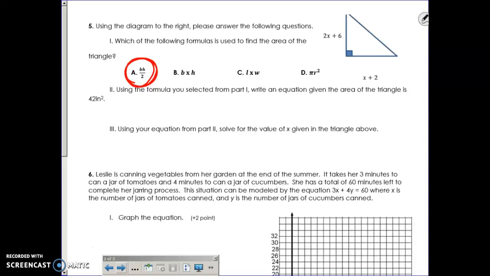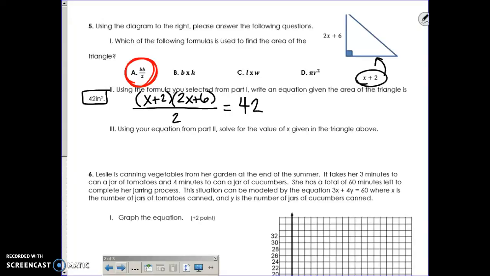Part 2 is just asking you to fill in the blanks. So base is going to be X plus 2. I know with this one it looks kind of funky because it didn't format super well. But that's supposed to be the base, so X plus 2. The height is 2X plus 6, still divided by 2, and it's got to equal area. Well, the area, it tells me if I actually read my directions, is right here, 42 inches. Again, all I did was fill in base times height, still divided by 2, still has to equal area. All right, that's all they want for part 2.